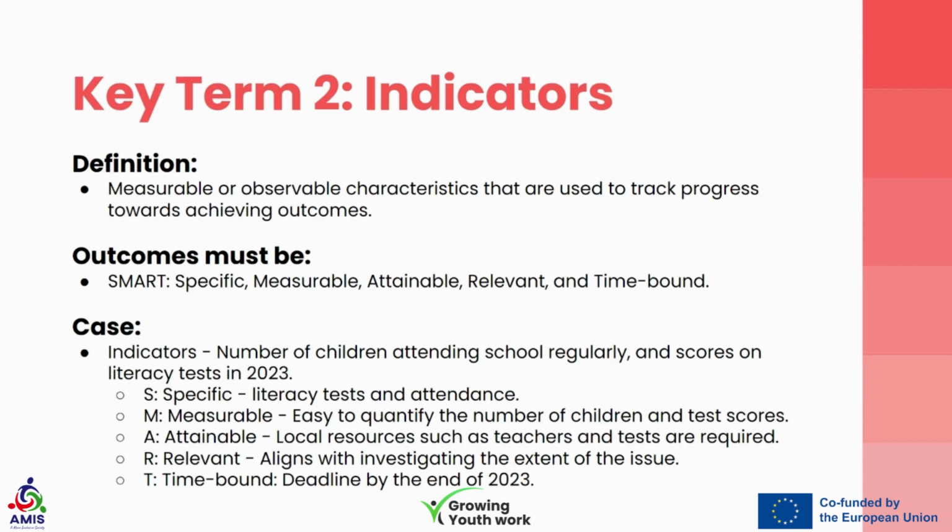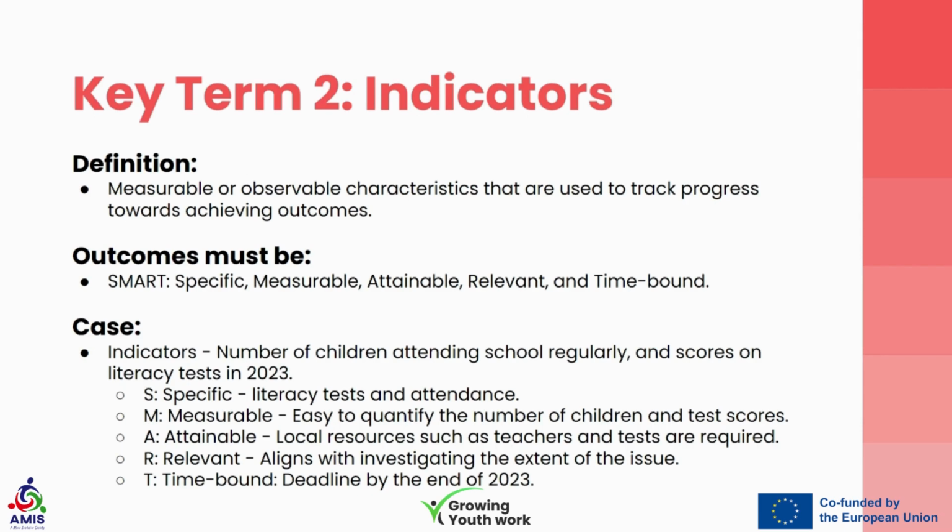If we apply this term to our case, the indicators could be the number of children who attend school regularly, as well as scores on literacy tests in 2023. If these indicators applied to the SMART model, it would look like this.